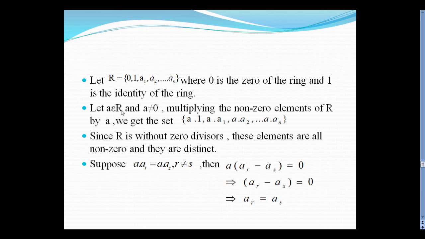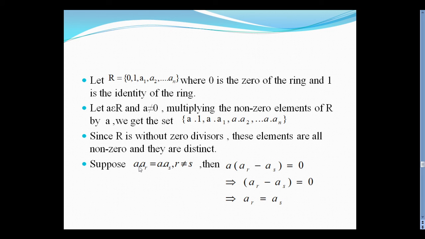Let a belong to R and take a not equal to 0. Now multiplying the non-zero elements of R by a, what do you get? It is a·1, a·a1, a·a2 and so on up to a·an. Since a is not equal to 0, don't bother about 0; we will talk from 1. Here I didn't write 0. Since R is without zero divisors, these elements are all non-zero and they are also distinct.